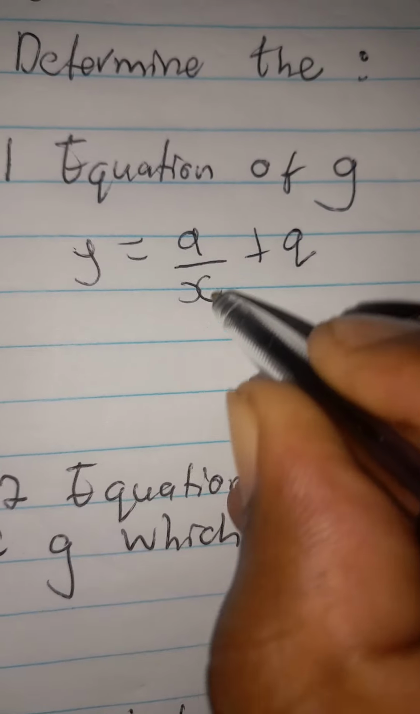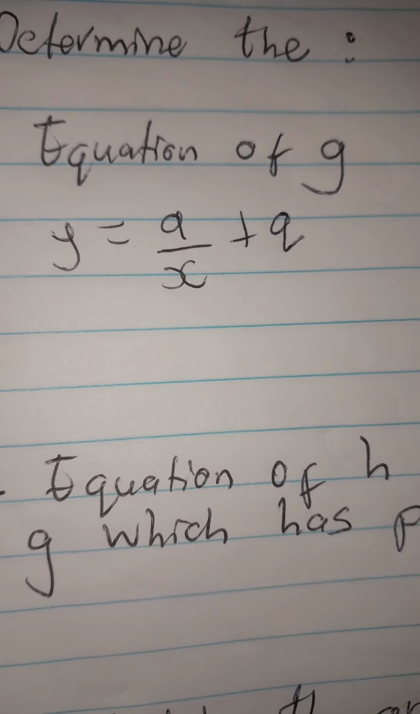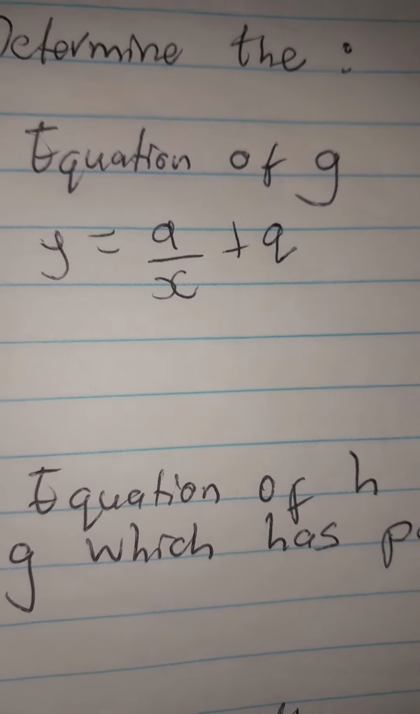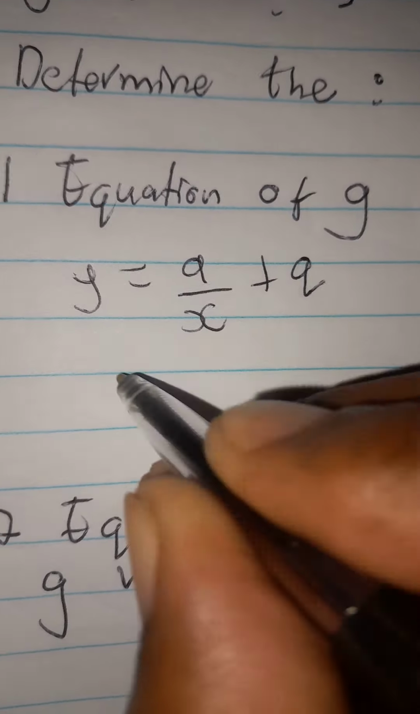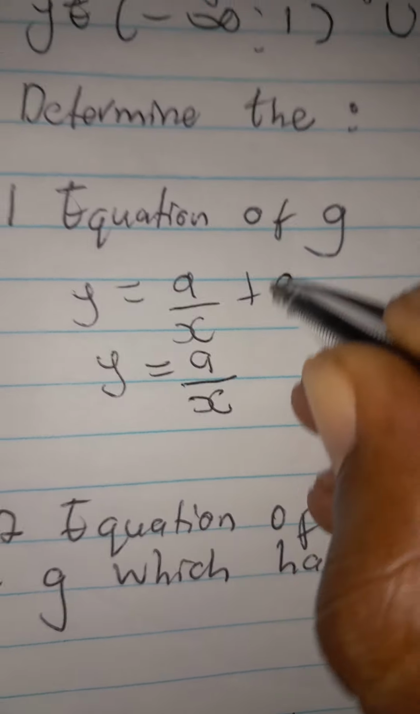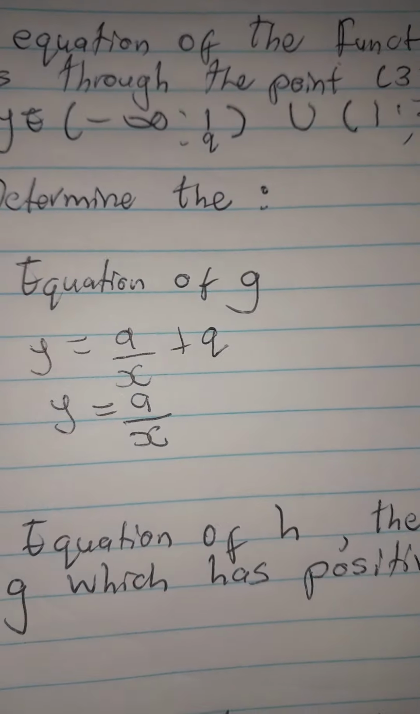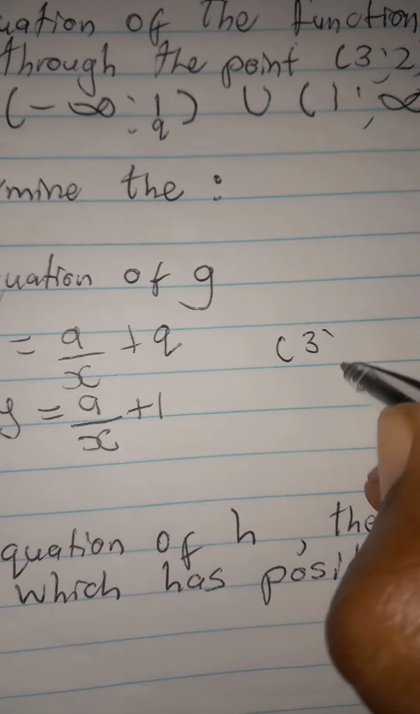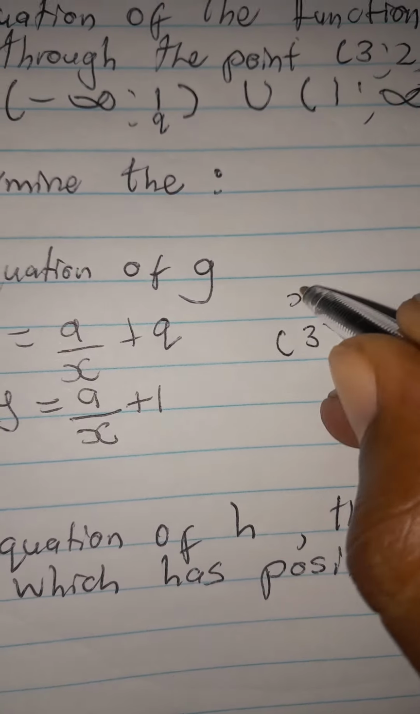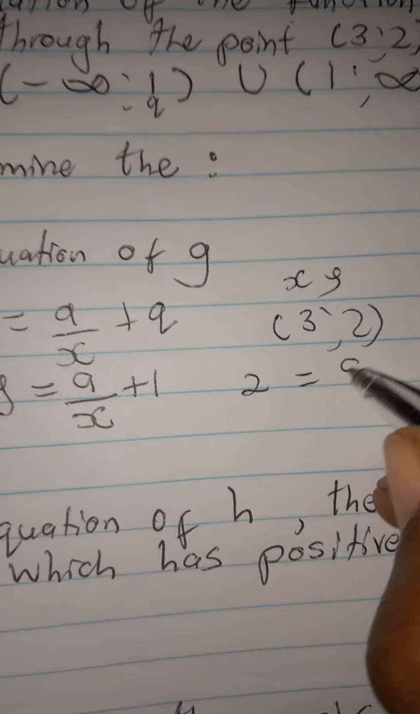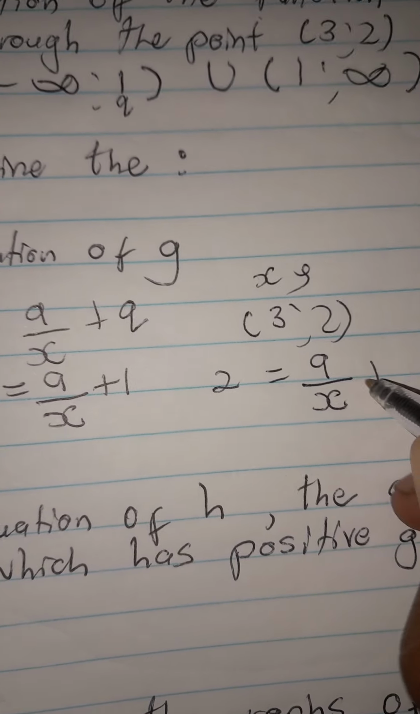q. You may note that we have a vertical asymptote, which is 0. So what we are specifically looking at is the horizontal shift, which is q. So what is our q? We're given there as 1. So you will place 1 here. Remember they said that it passes through the point (3; 2). So this is x and y. So we are going to substitute. We are going to say 2 is equal to a all over x plus 1.